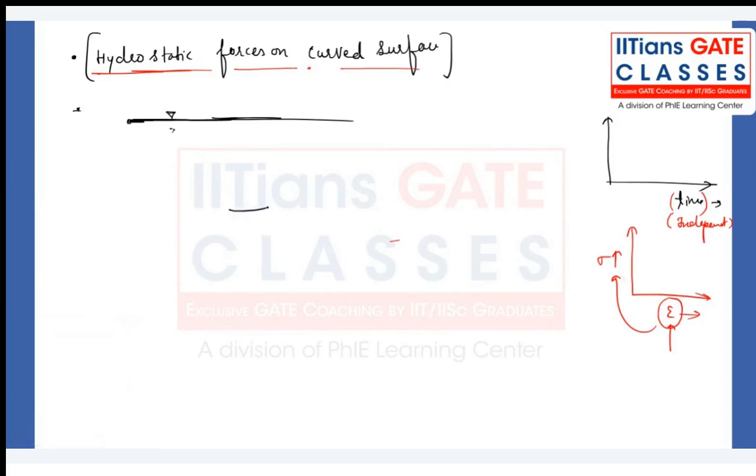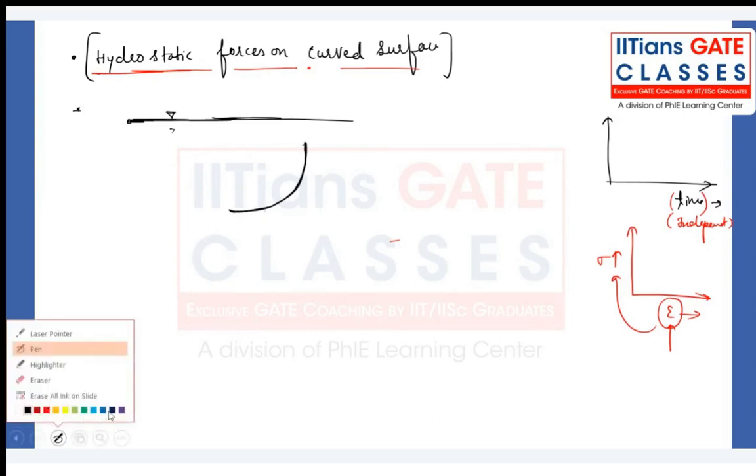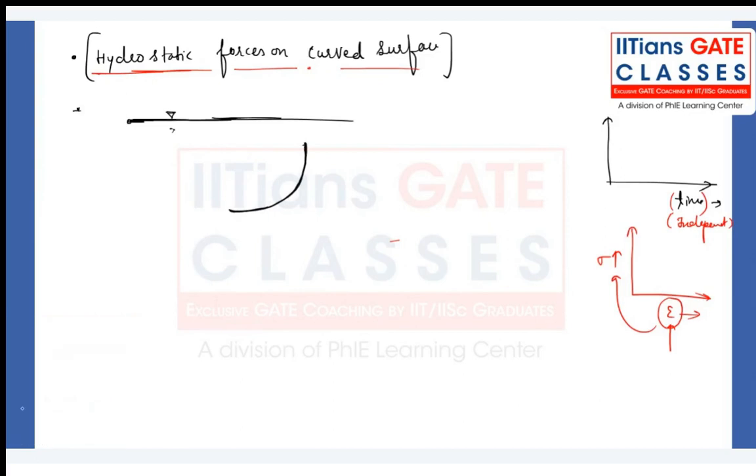Let me take something like this. On a curved surface, you do not have the force only in the horizontal or vertical direction. The forces will be acting like this, and the resultant force will be acting something like this. Getting my point? And the side view, if I draw, will be something like this. It is just like a plate on which my forces act throughout the length.